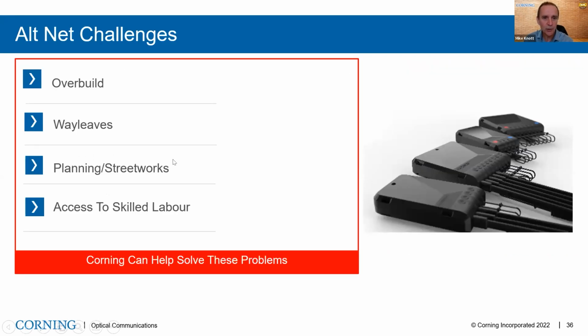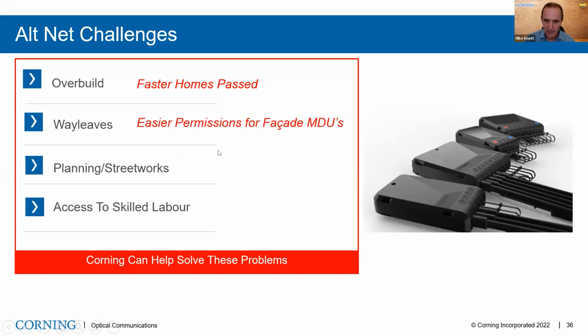So I talked about these AltNet challenges. Let's come back to the beginning. I said we can address all 4 of those challenges. In terms of overbuild, I mentioned the pre-terminated terminals reducing spliced labor. That means that the whole network can be built faster, and so you get in there first, which gives you that first mover advantage, which is so crucial with overbuild. Way leaves, I think that's pretty self-evident.